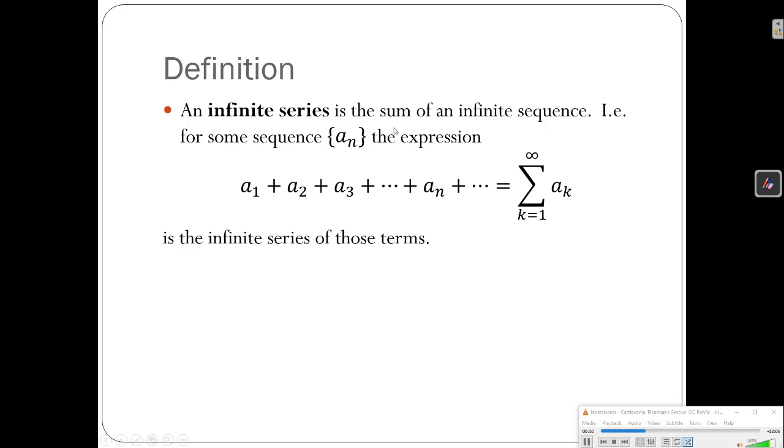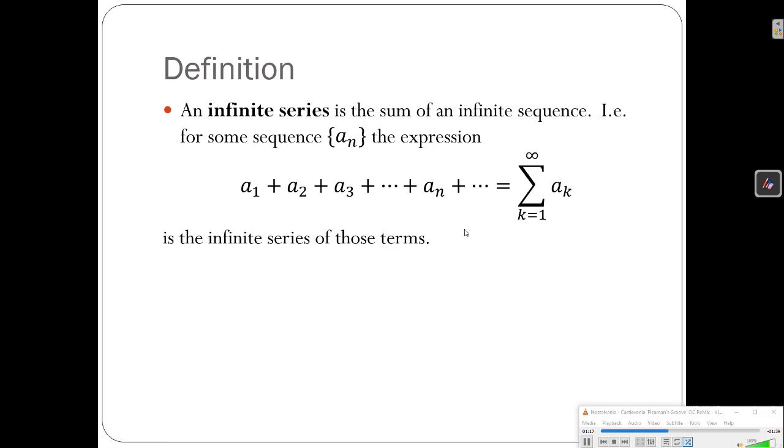So an infinite series is the sum of an infinite sequence. So we have some sequence a sub n that has an infinite number of terms. This is a sequence. The first term is a1, the second term is a2. But the sum of all of them, like I'm adding them here, that is the series of those terms.